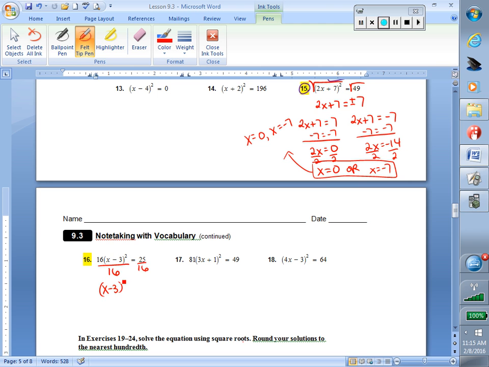So we need to get that squared term by itself. Now I know some of you right now are busy putting 25 divided by 16 in your calculator and getting 1.5625. Ugliness. Take a look at 25 and 16. Those are both perfect squares. My next step to solving this is going to be to take the square root.